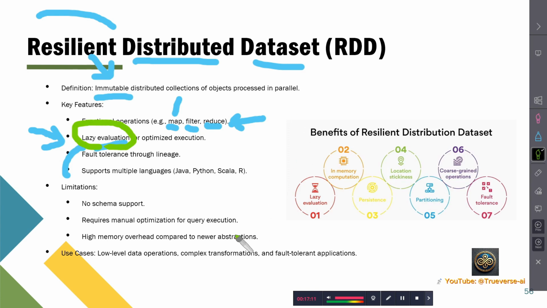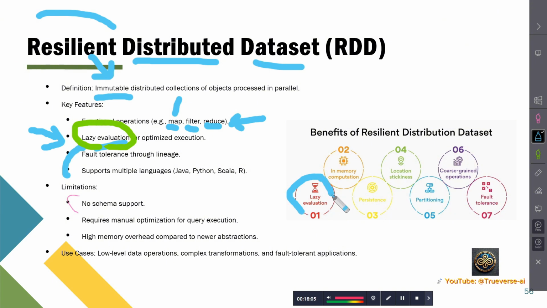So RDD has some limitations. That's why the new data abstraction came to the market. RDD is not schema-based. You need manual optimization for RDD, so that's why with the new data abstraction there is no need for manual optimization. High memory overhead is another limitation.